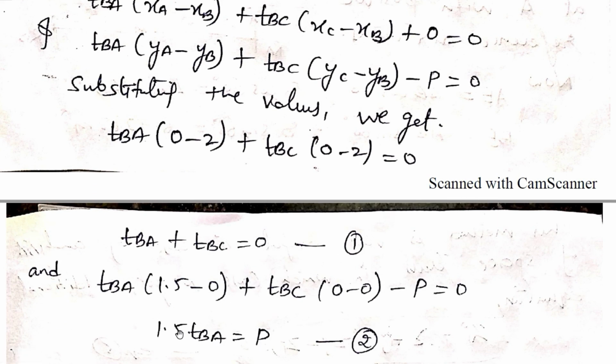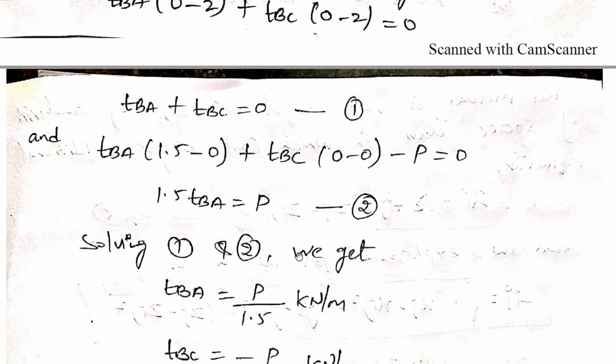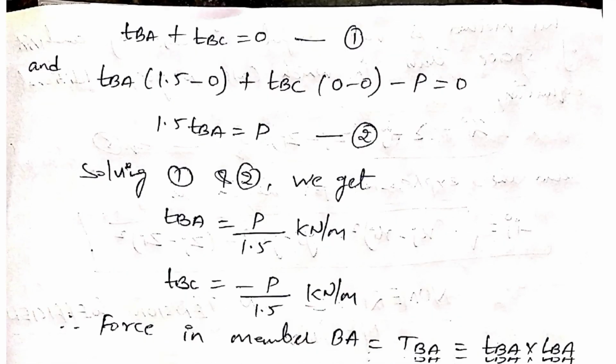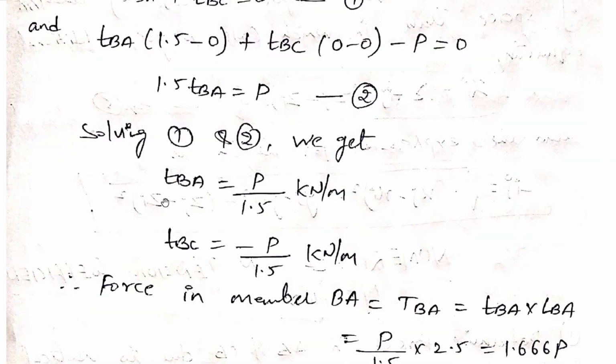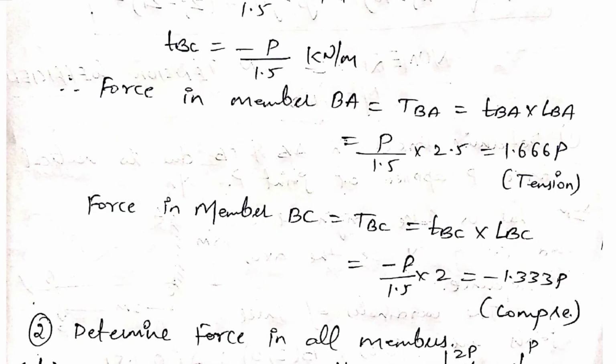After solving both equations, the TBA value we get is P upon 1.5 here. And by solving the one and two equations, we get TBA is equal to P upon 1.5 and TBC is equal to minus P upon 1.5 kilonewton per meter. This is our tension coefficient. And for the force in member BA, we need to multiply our tension coefficient with the length of the member. The tension coefficient we already calculated here, P upon 1.5, into the length of the member, 2.5, so it is 1.666 P.